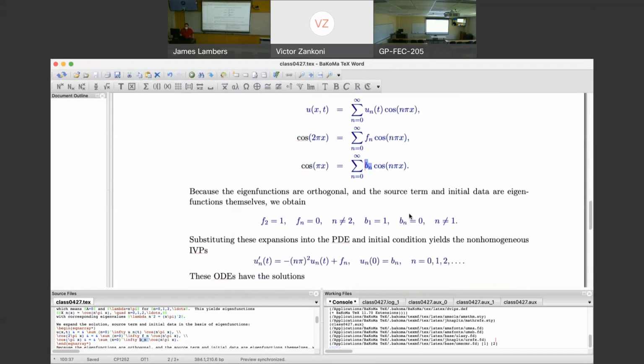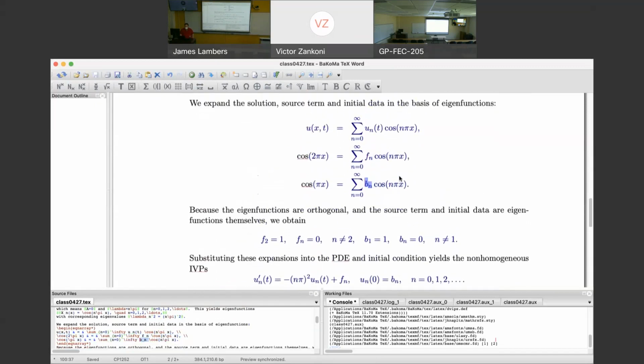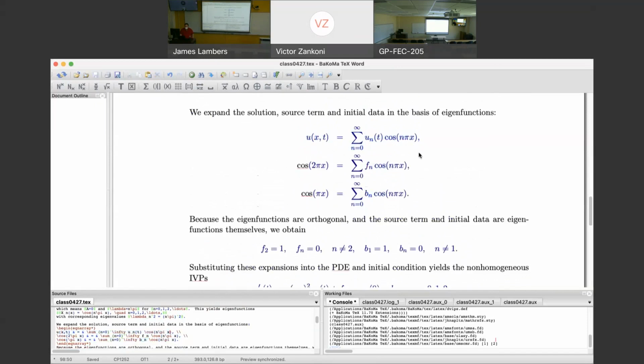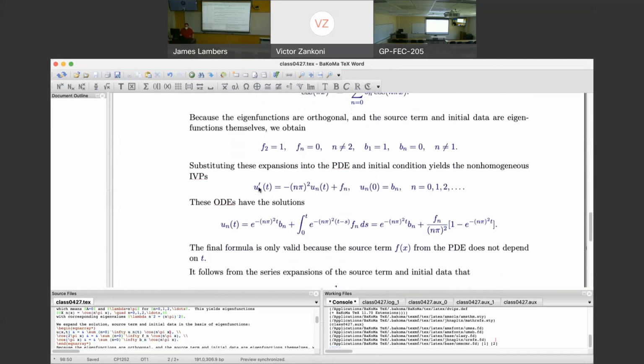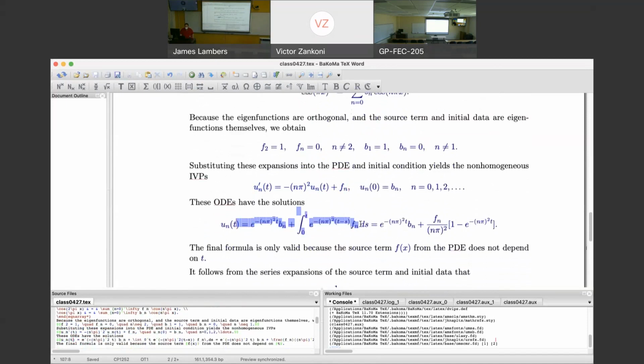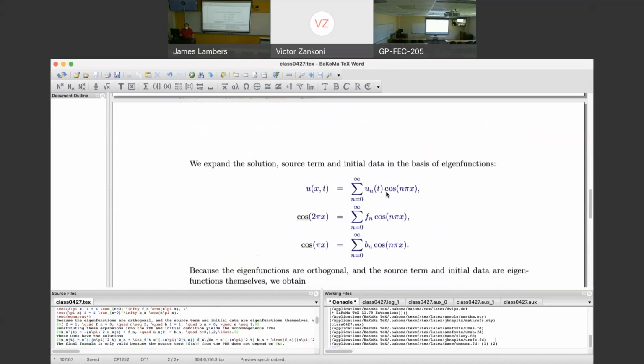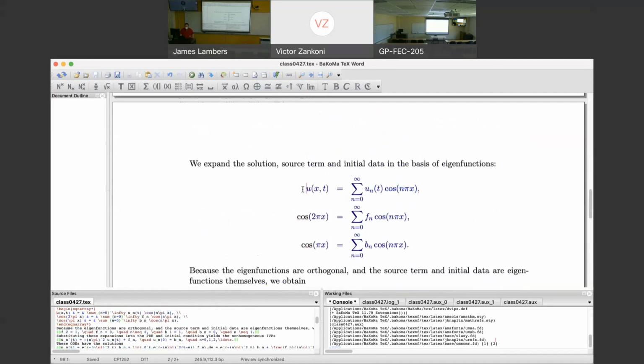The PDE itself, substituting this expansion into the PDE itself, gives you these ODEs to solve. Here's how you solve them. Pair each of these with these eigenfunctions. Again, for your final step, you're using this.